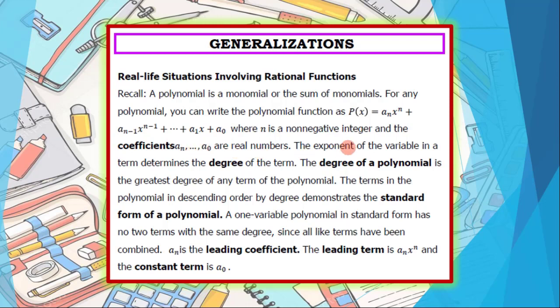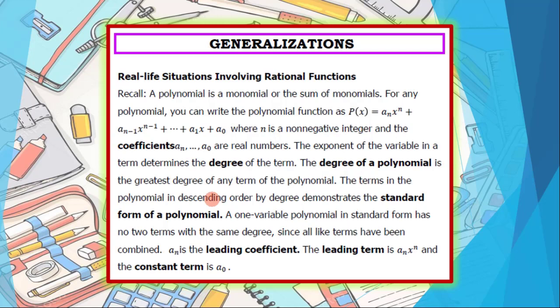The exponent of the variable in a term determines the degree of the term. In this case, the exponent is n, so the degree is n. The degree of a polynomial is the greatest degree of any term of the polynomial.